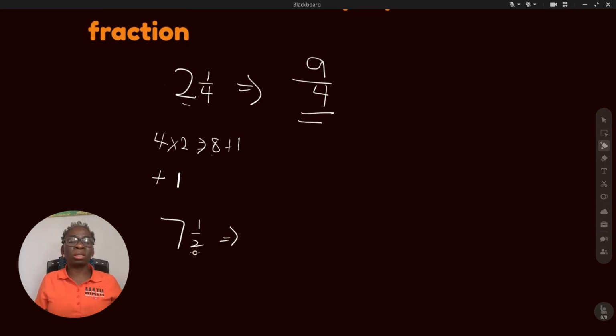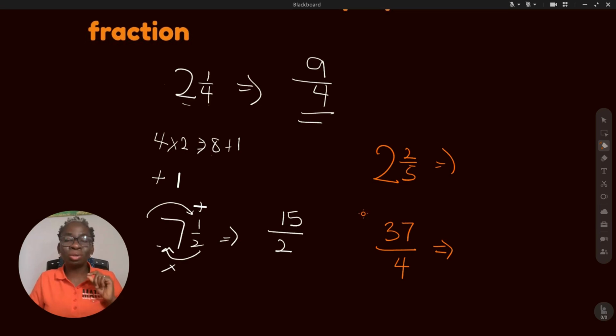So this means we'll multiply like this. 2 times 7 is 14. We multiply, then we add to this. So 14 plus 1 is 15. So this gives 15/2. Now it's your turn. Convert 2 and 5 to improper fraction, and then convert 37/4 to mixed fraction.